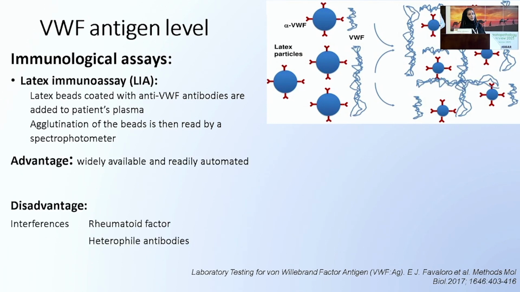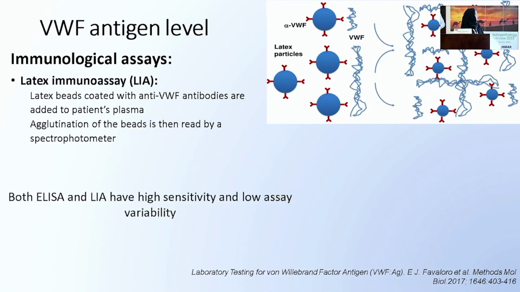It's widely available and readily automated. However, we should be careful with patients who have rheumatoid factor or heterophil antibodies. This can cause erroneous results and erroneously higher results of the antigen. Now, both ELISA and LIA have really good performance characteristics.